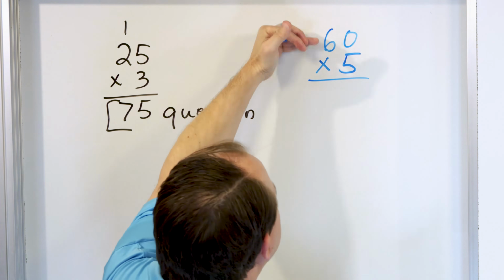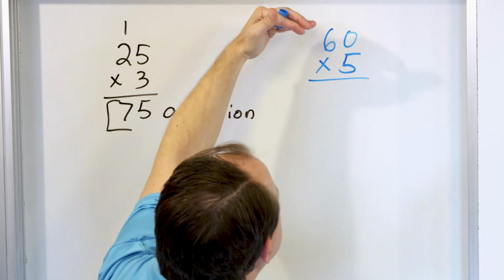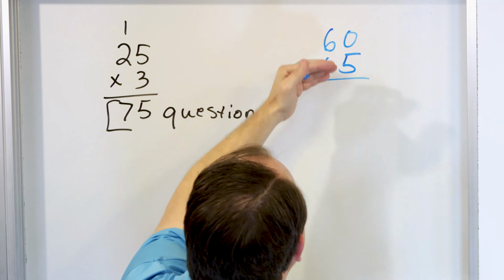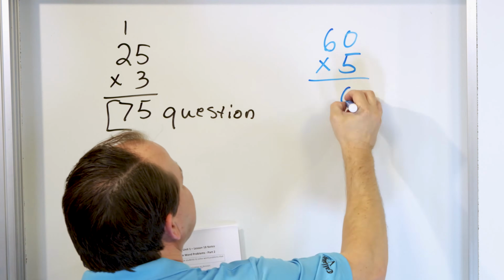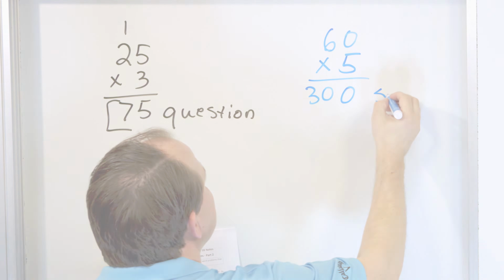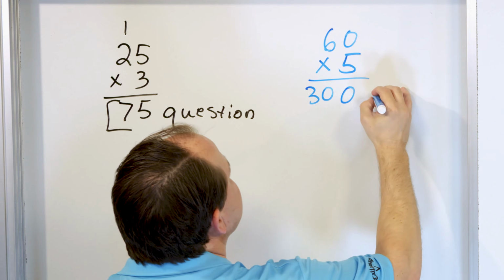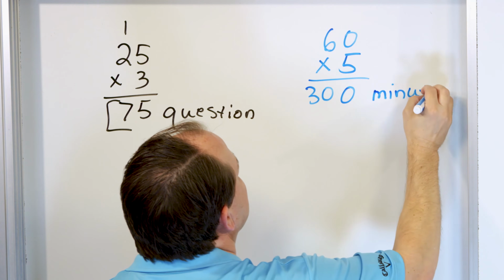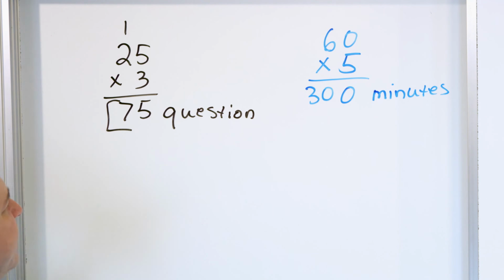60 minutes in the first hour, 60 minutes in the second hour, 60 minutes in the third hour, in the fourth hour, in the fifth hour. So we multiply 5 times 0 is 0, and 6 times 5 is 30. So we have 300 minutes total to take the test.